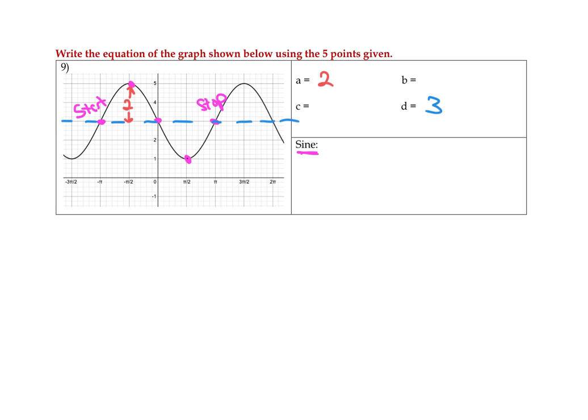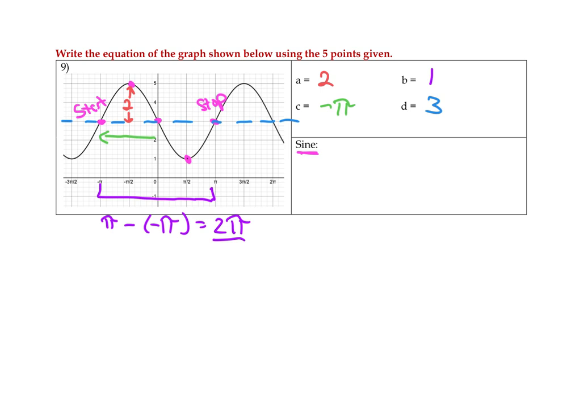My B value comes from seeing if I have a change in my period. So I go from the start here to the stop here. So I'm going to do pi, which is where I stopped, minus negative pi, and that equals 2 pi. So I stuck with 2 pi, which is what a cycle of sine is. So my B value is 1.